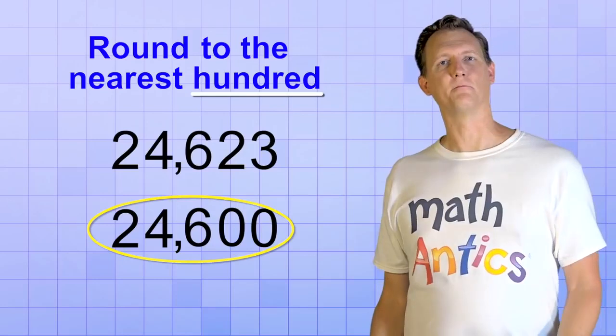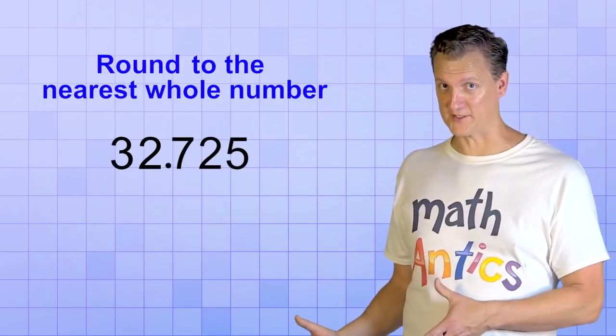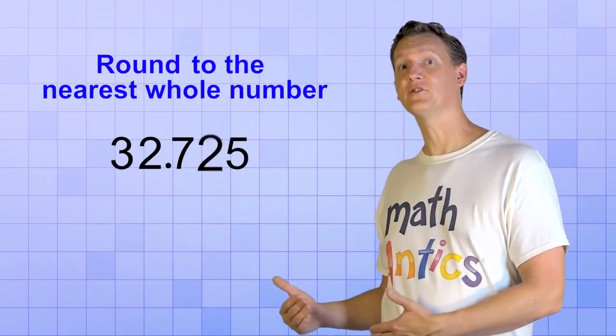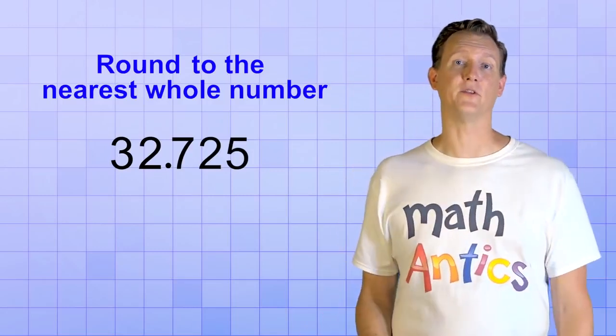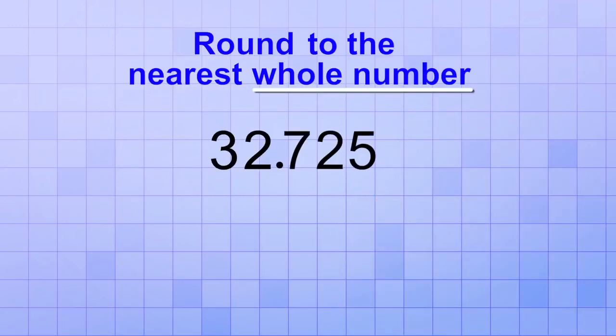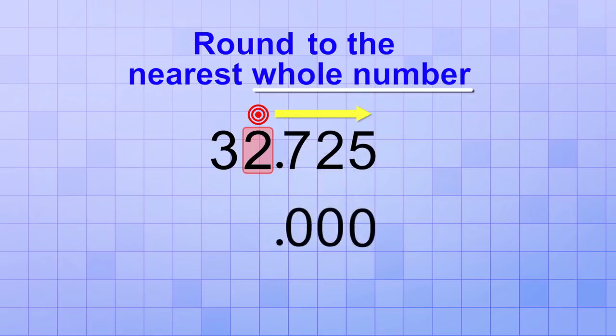Let's try another problem. This one has some decimal digits, 32.725, and we're asked to round it to the nearest whole number. That means our target digit is in the ones place. We need to round it to the nearest 1. So any digits to the right of the ones place will just be replaced with zeros in the rounded version.